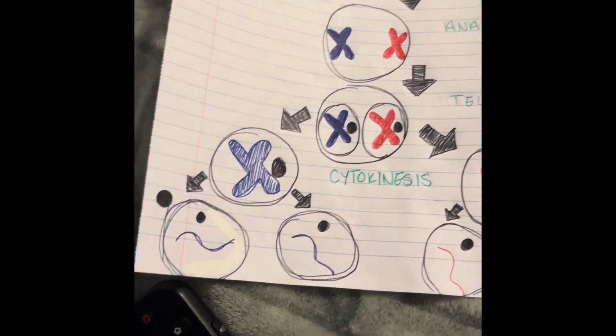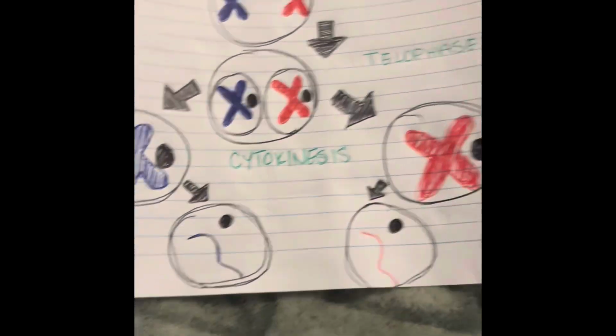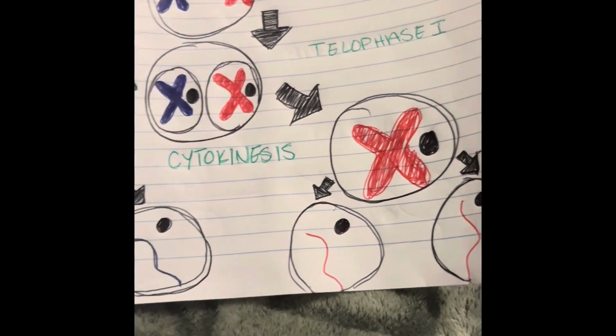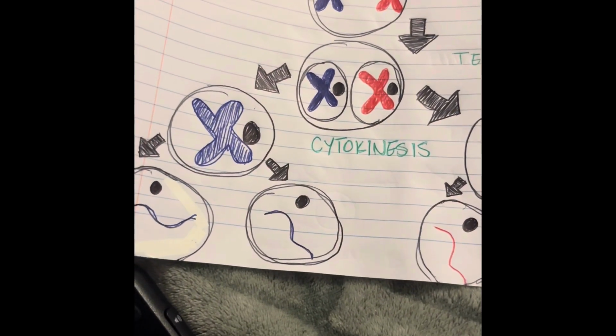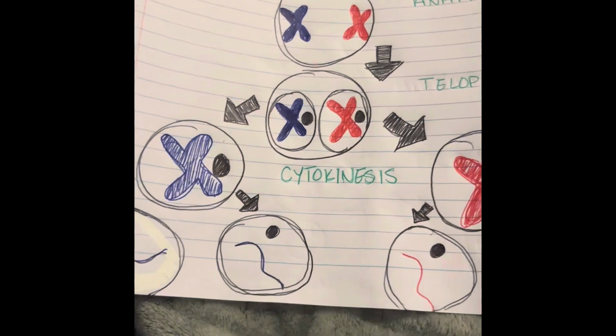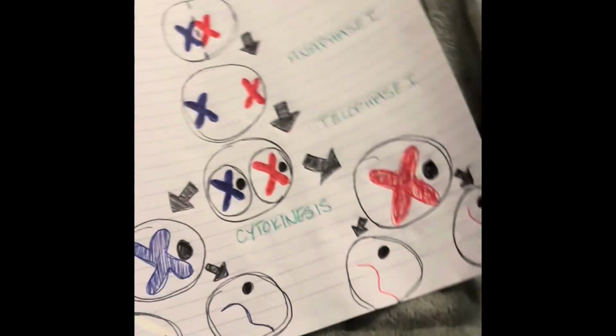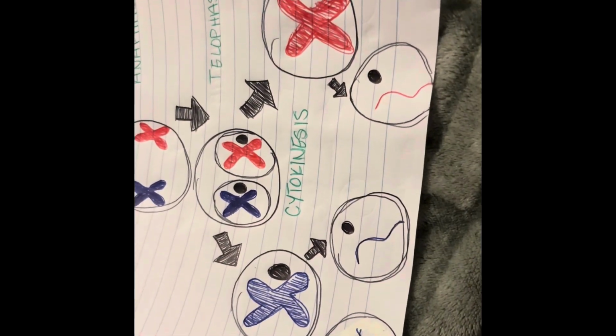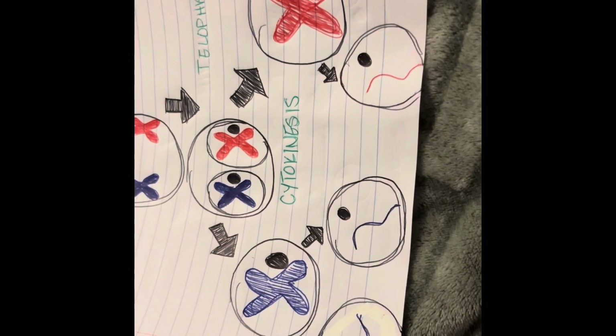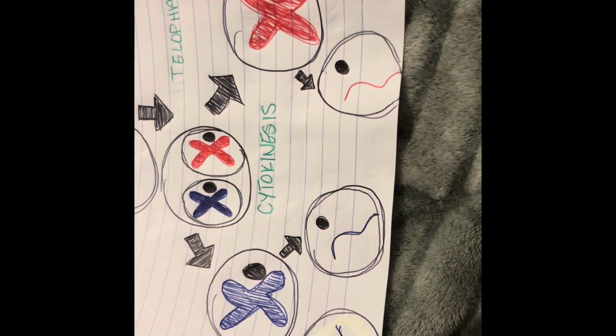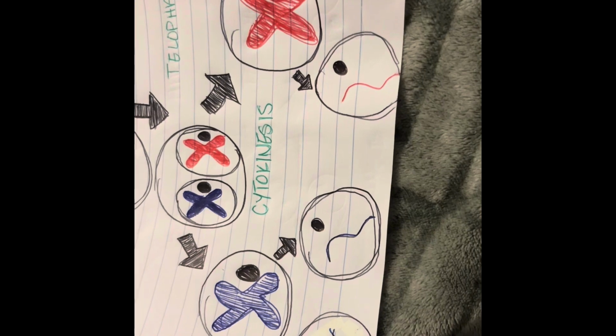Each one forms a cell and a nucleus to hold DNA. The chromosomes then uncoil again to form chromatin. And lastly, at the same time as telophase 2, cytokinesis once again happens, where the membrane is divided into 2 completely different cells.